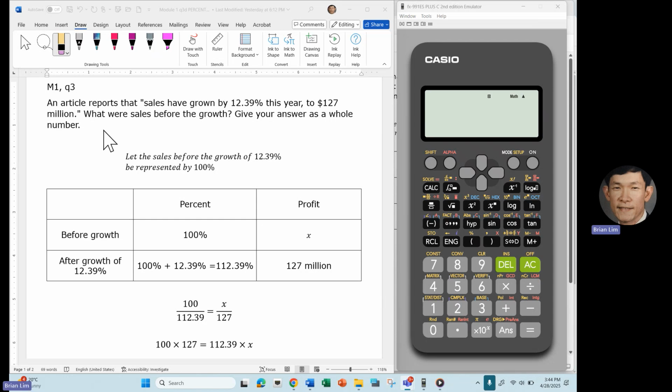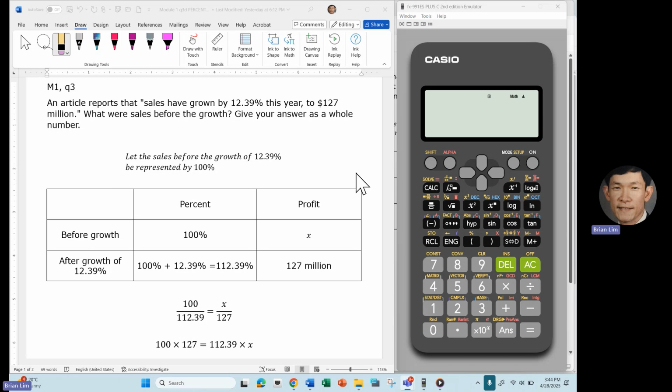Okay, let's look at this question here. An article reports that sales have grown by 13.39% this year to 127 million. What were sales before the growth? Give your answer as a whole number.